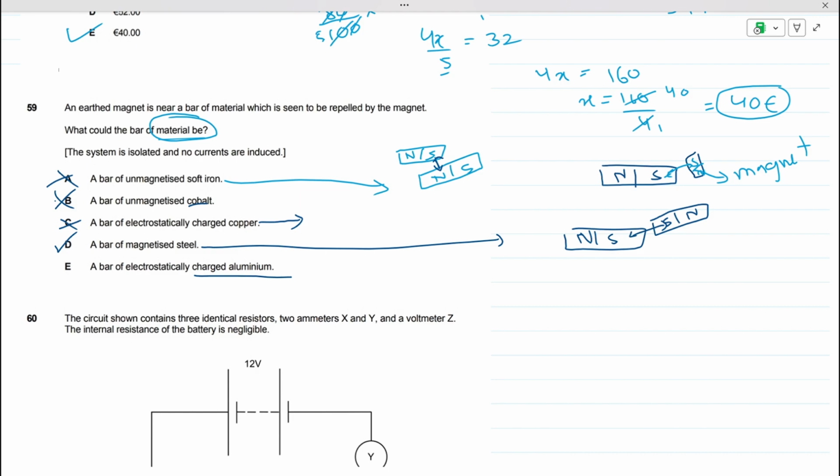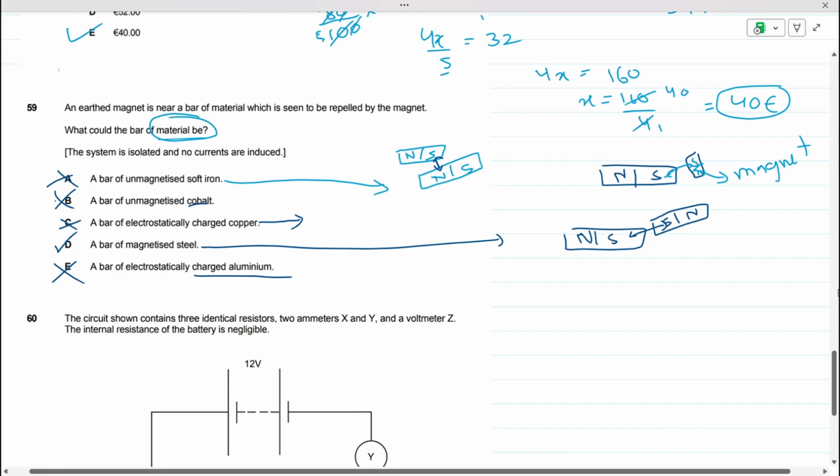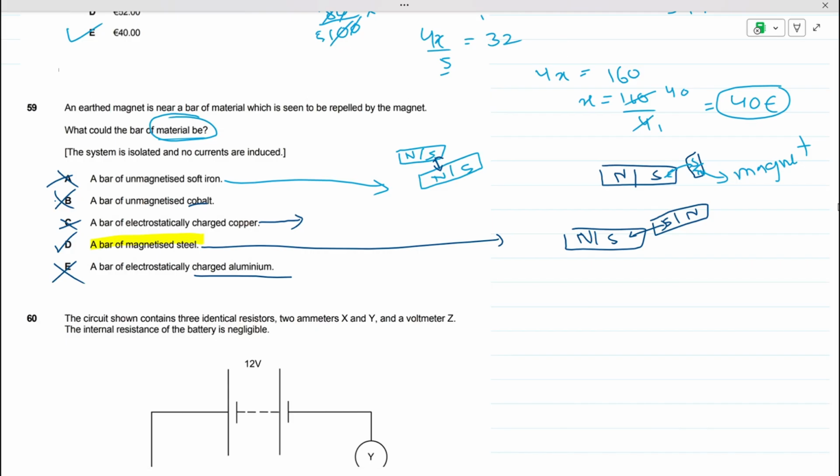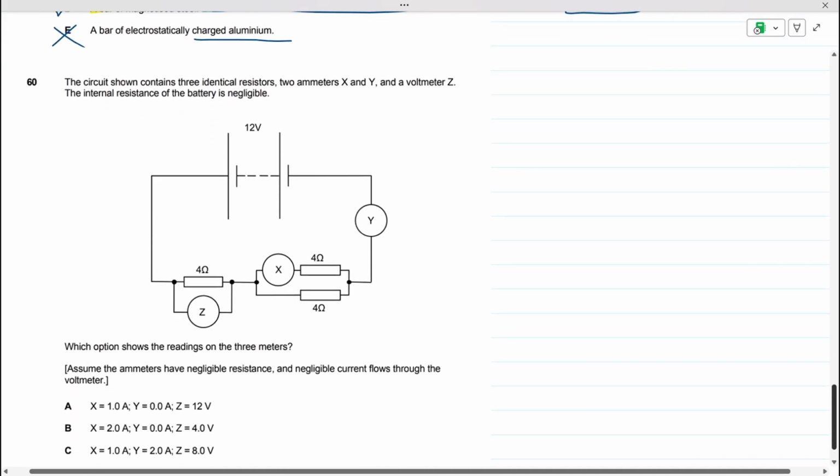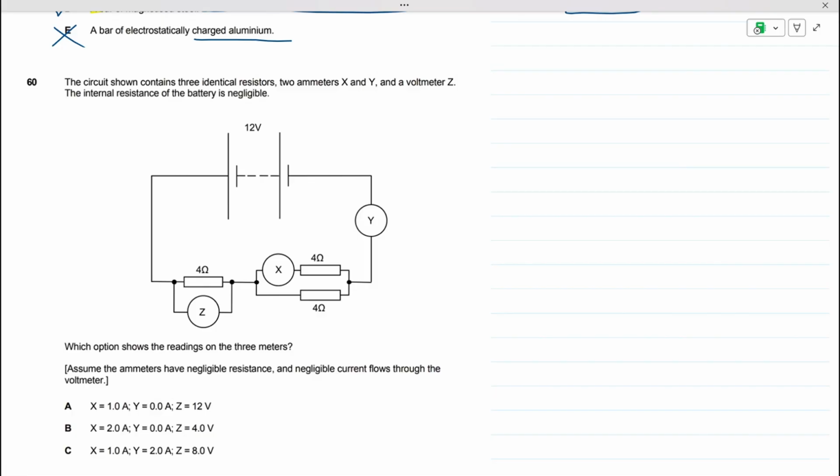There are charged particles, but we are not sure whether those charged particles are flowing, whether they are producing current, and current produces magnetic field. This we know, so this is not our right answer as well. So the only right option that we have is option C, a bar of magnetized steel, because it is a permanent magnet. So it already has north and south poles.